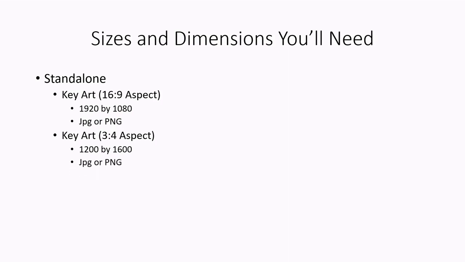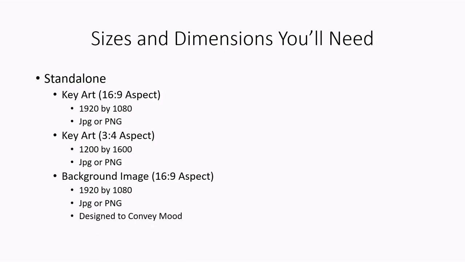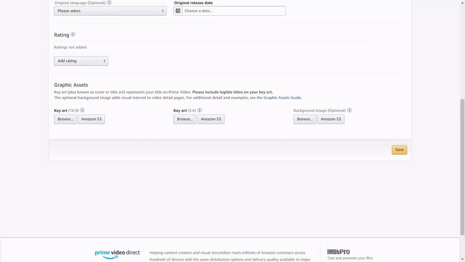That'll also need to be JPEG or PNG. Now, there's also space for a background image, and it'll need to be 1920 by 1080, JPEG or PNG, and once again, it's going to be optional because it's only designed to convey mood on certain devices. And you'll see that here in the standalone upload section, where the second key art piece is 3 by 4.